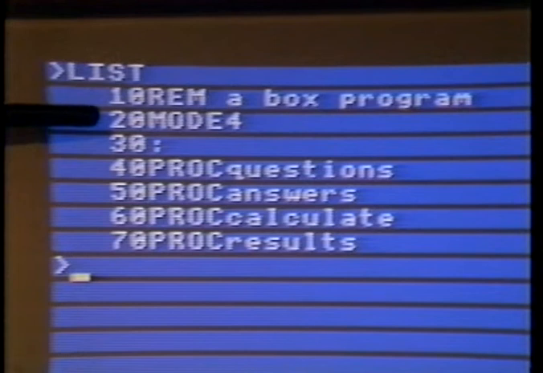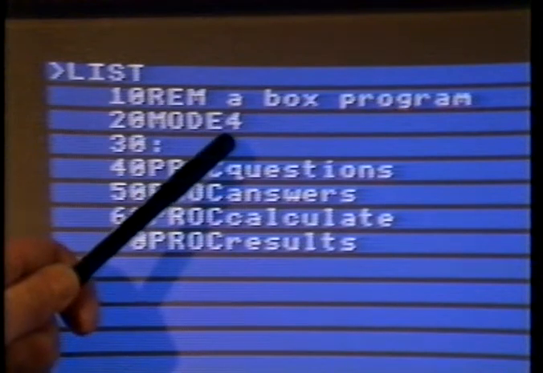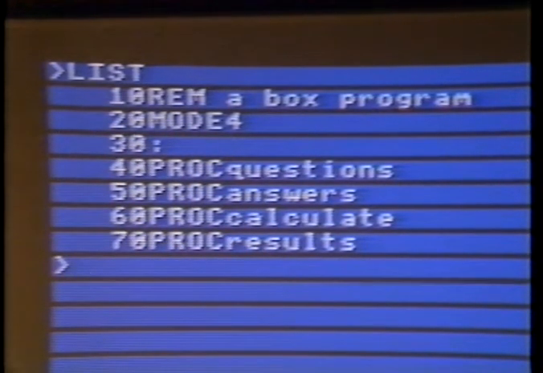Secondly, I've set a mode. Now the BBC computer can run in several different modes. These affect the number of characters you can get onto a line, the number of colors, the number of lines there are on the screen. I've said this program is going to run in mode 4, which means we'll have 40 characters across the screen and 32 lines vertically. Remember, mode 4 will work on any size of BBC computer.